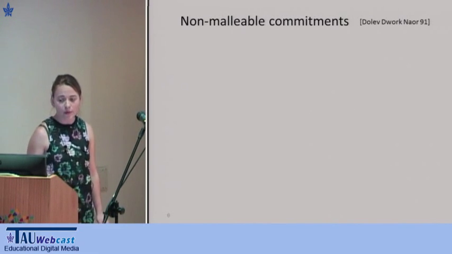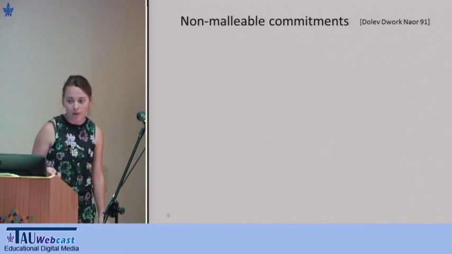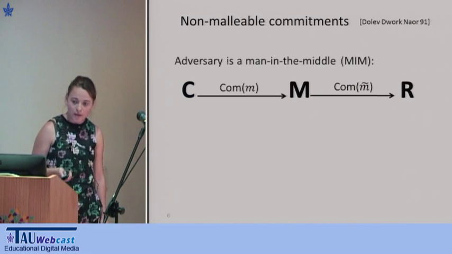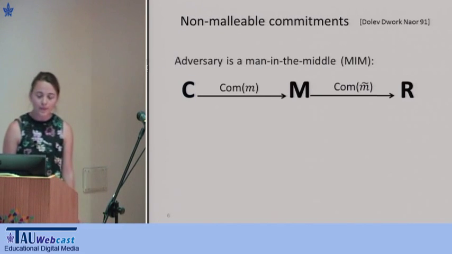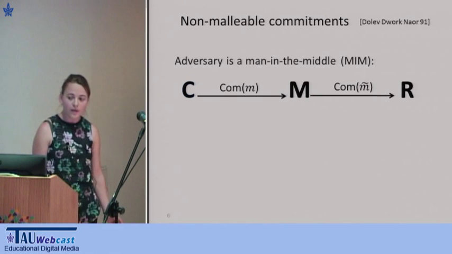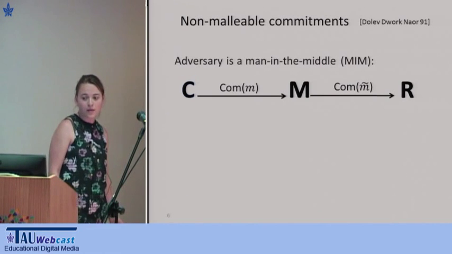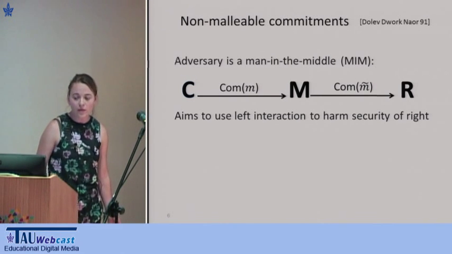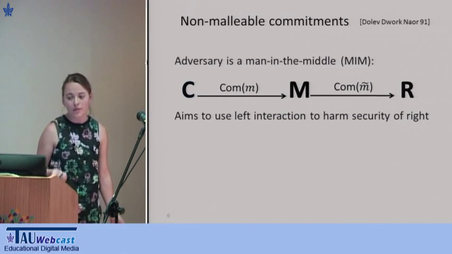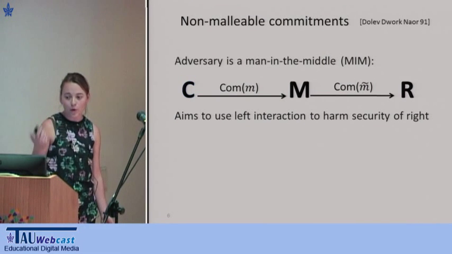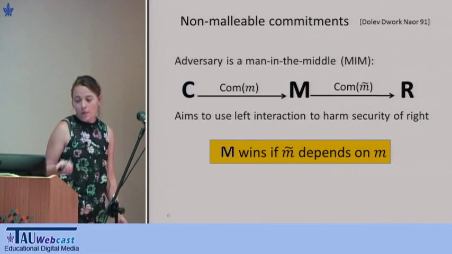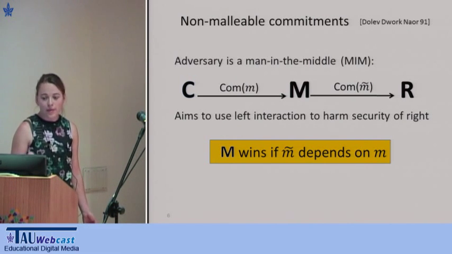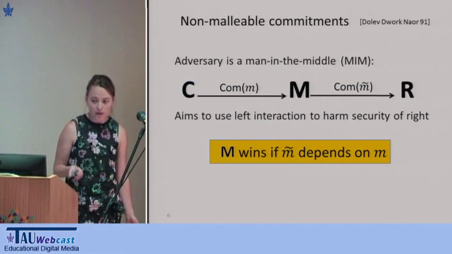One way to achieve input independence is by non-malleable commitments, which were introduced by Dolev, Dwork, and Naor in 1991. In this setting, we have a man-in-the-middle adversary that receives a commitment on the left and commits to some value on the right. The goal of this man in the middle is to commit to a related value, and by doing that, to harm the security or the correctness of a bigger protocol. So we say that a commitment scheme is non-malleable if there is no man in the middle that can commit to a related value.